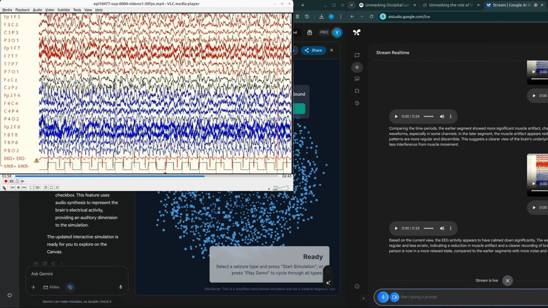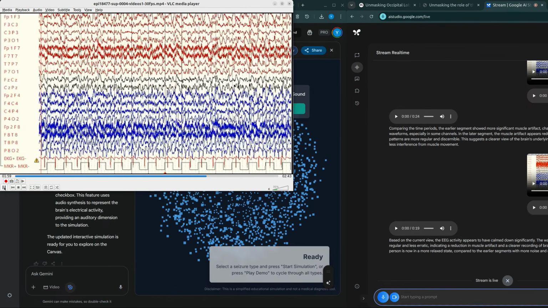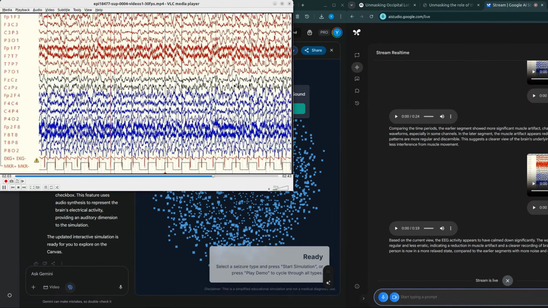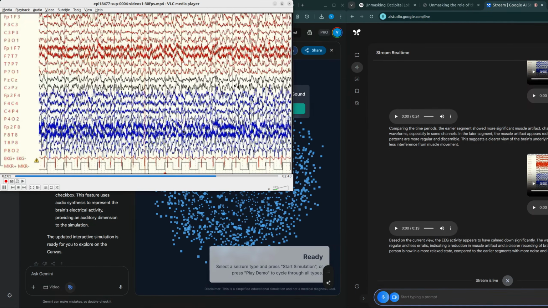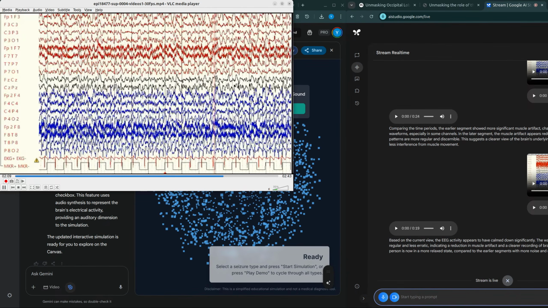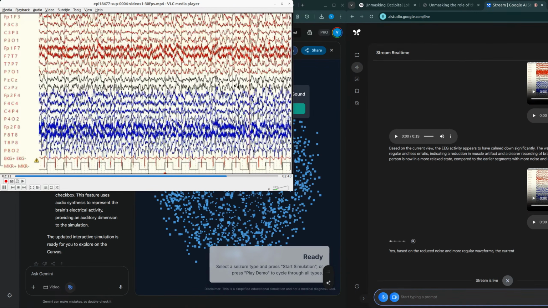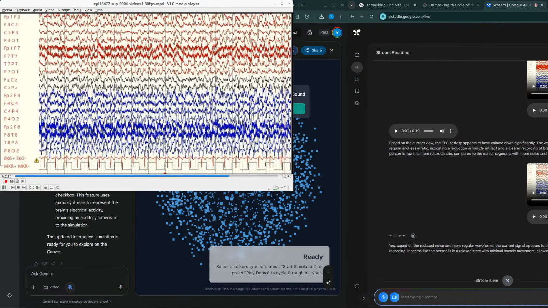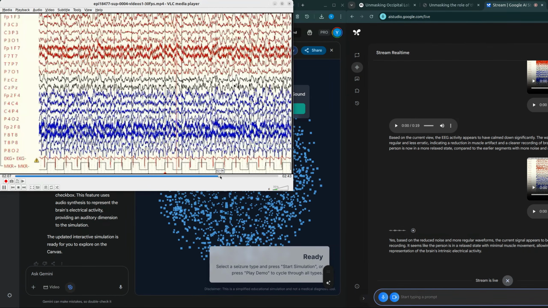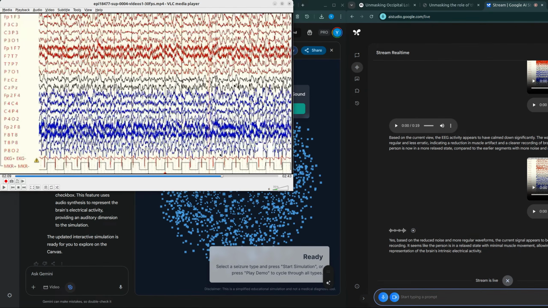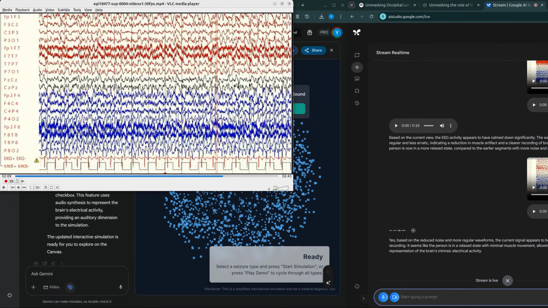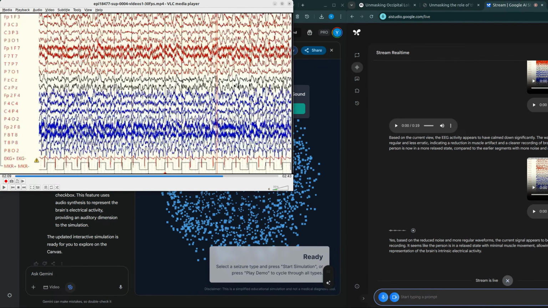Okay, except noise, is there anything else going on in the signal? Can you keep looking at it? And is it baseline? Do you think it's baseline or not? Yes, based on the reduced noise and more regular waveforms, the current signal appears to be a much cleaner baseline recording. It seems like the person is in a relaxed state with minimal muscle movement, allowing for a clearer representation of the brain's intrinsic electrical activity.